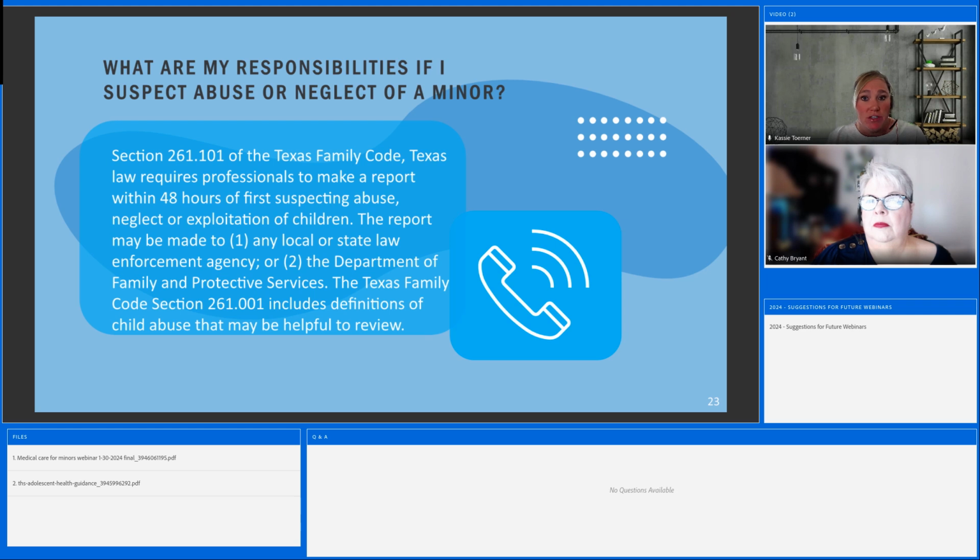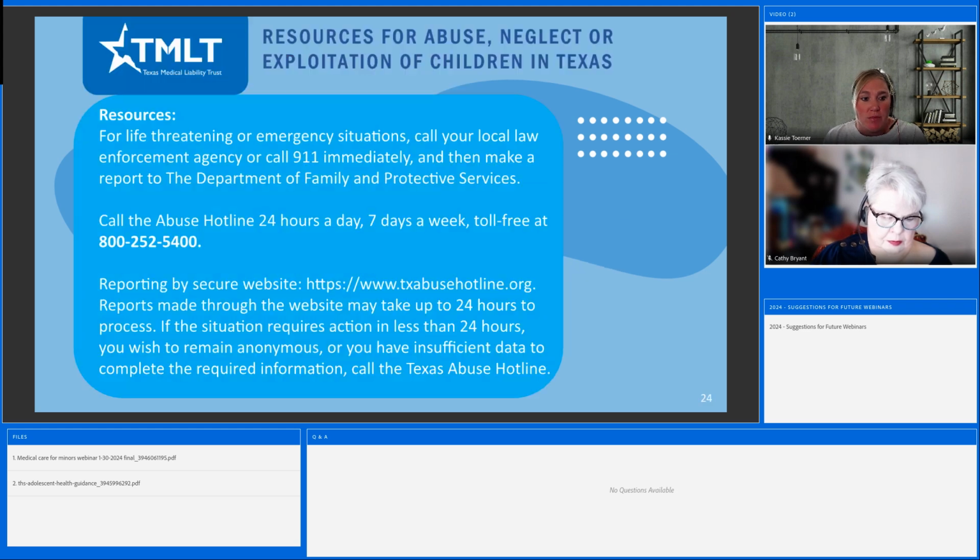These reports can be made to your local or state law enforcement agency or to the Department of Family and Protective Services. If you're not sure of the definition of abuse, neglect, or exploitation, there is quite a long definition list in the Family Code, Section 261. I believe it's also referenced in my little famous adolescent health guide as well. But you'll want to make sure that you're reporting those to the appropriate people.